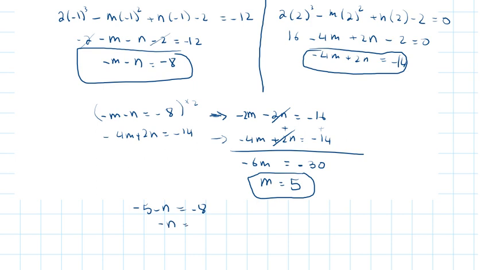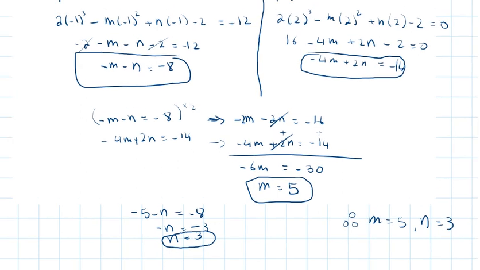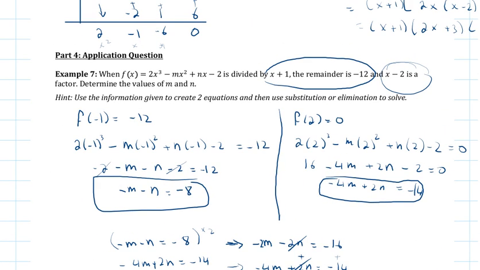Ooh, I found what m is. If I place m in one of these equations, what I have here is negative 5 minus n equals negative 8. So negative n equals negative 8 plus 5, that's negative 3. n equals 3. And that is my final answer. So therefore, I have m equals 5 and n equals 3, and done.